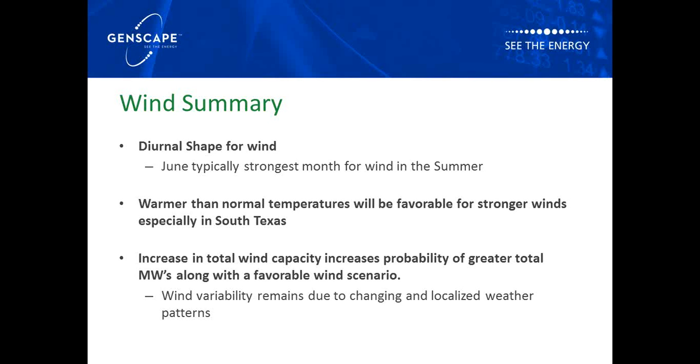In summary, looking at the wind for the summer, following a pretty diurnal shape, June is typically the strongest month for wind, followed by July and then August. Warmer than normal temperatures would be favorable for stronger winds, especially in that South Texas wind pocket. And an increase in total wind capacity obviously increases the probability of seeing much more output from wind generation following a favorable wind scenario.